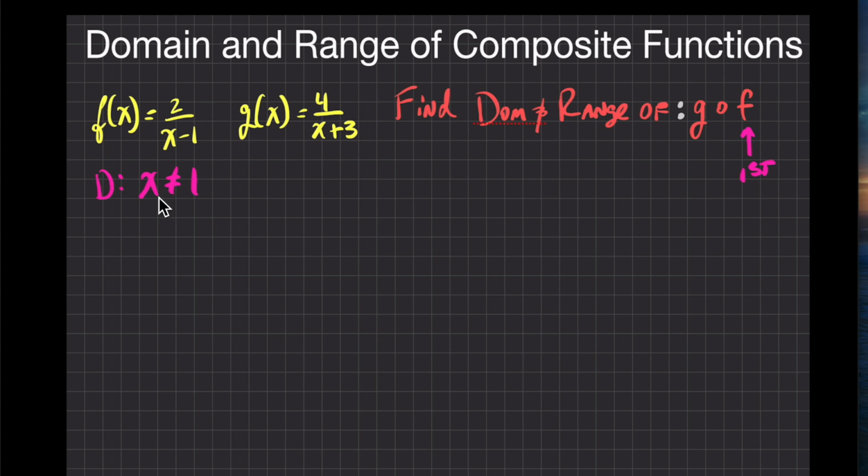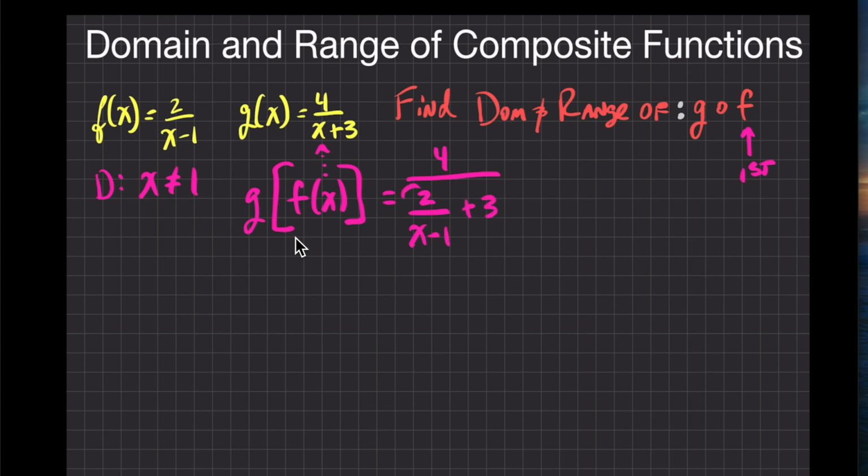So let's find g of f of x. The first thing I like to do is rewrite that as g of f of x. This way, it says to me that we're going to go to g, and everywhere we see an x, instead of x, we're going to plug in f of x. So let's do that. This composite function g of f of x is going to be 4 divided by 2 over x minus 1 plus 3. So here, if you compare before and after, before we have a yellow x down here, and after we have a pink version of f of x.